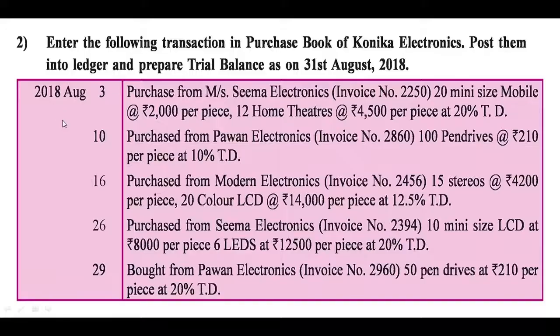Next, 16th August, purchase from Modern Electronics, invoice number 2456, 15 stereos at the rate of 4,200 per piece and 20 color LCDs at the rate of 14,000 per piece at 12.5% trade discount.